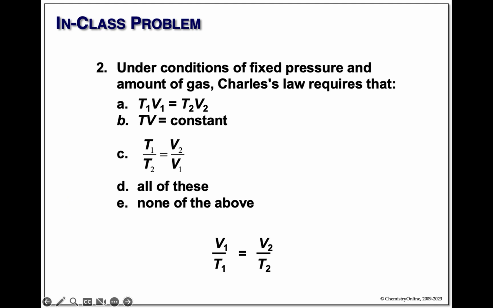That smells of Boyle, doesn't it? This guy is wrong. Temperature volume is a constant. No. We said volume over temperature was a constant. That's wrong. So can we take this guy and mathematically figure it, fiddle with it, and get it into this shape? Nope. No matter how you do it, you can never get T1 over T2, these guys, and V2 over T1. Doesn't work. So this is not all of these, this is none.